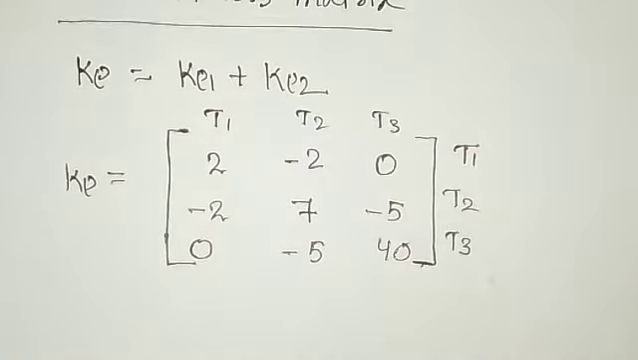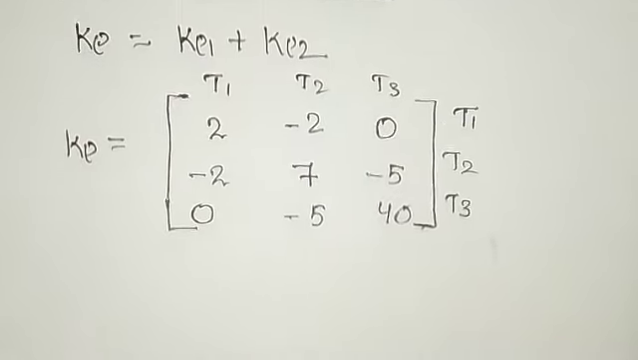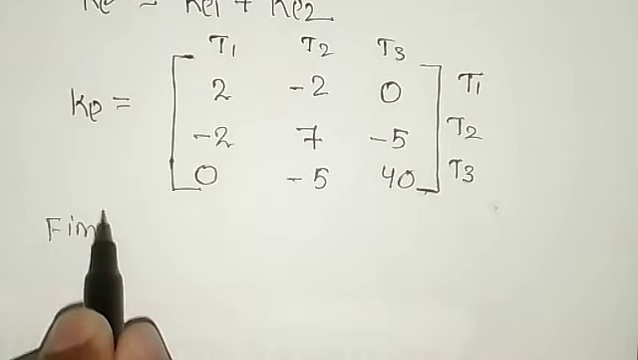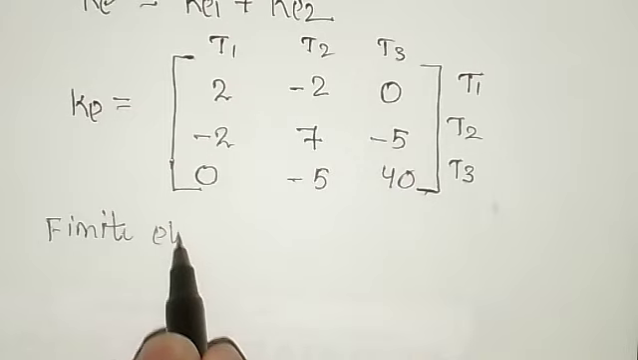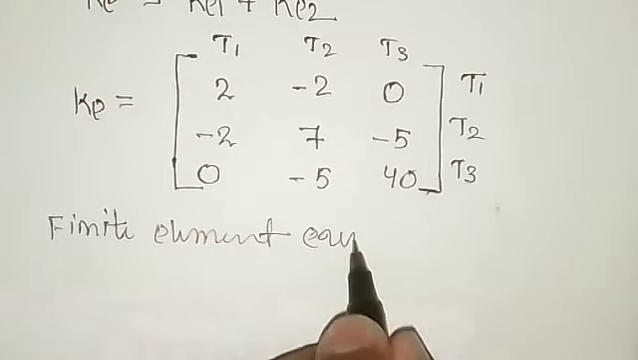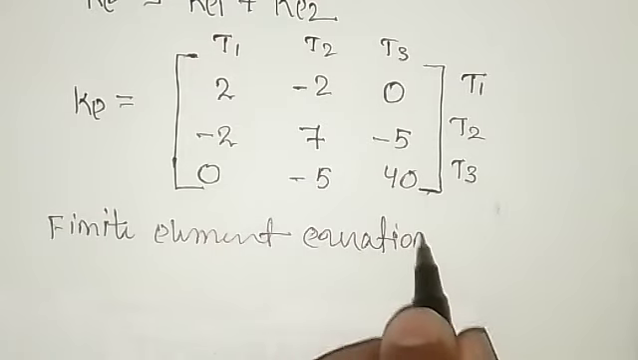Now we have to formalize the finite element equation, that is KQ is equal to F. Here we don't write the Q, because the nodal displacement is not here; the nodal temperature is there. So we will write the equation as KT is equal to F. So here you have the finite element equation.